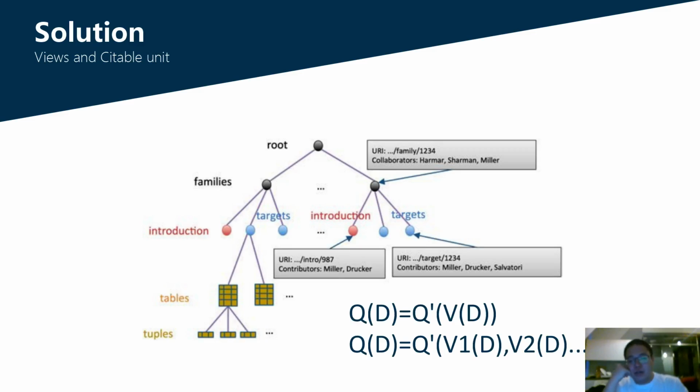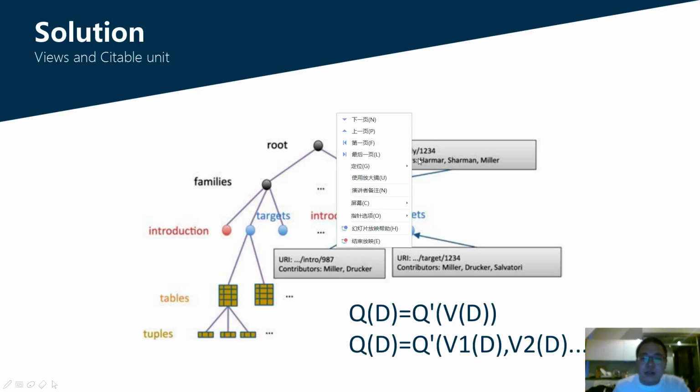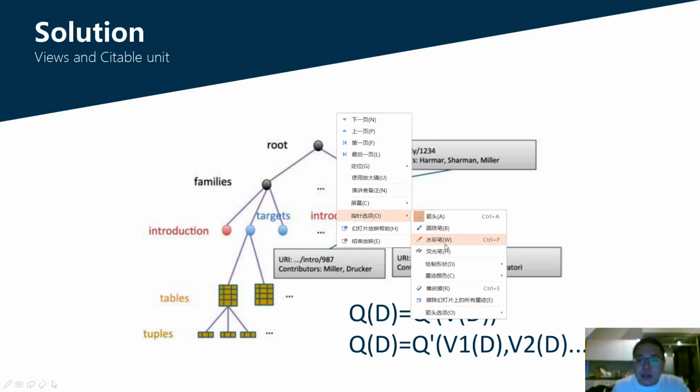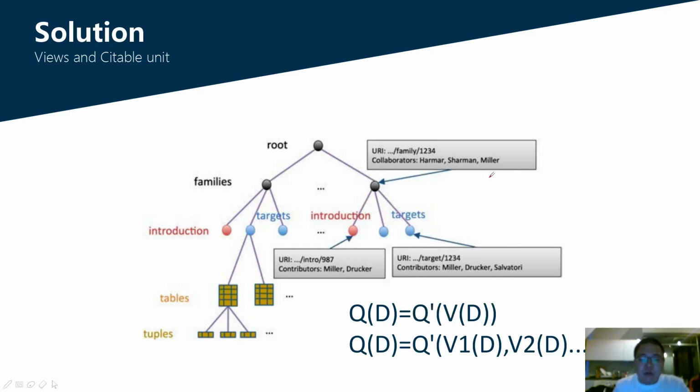contributors and users. And we can see there are 4 different classes of nodes. In the high level of the hierarchy are citations with collaborators, the editors, such as Hammer, Sharma, and Miller. And the low level with the contributors is Miller, Drucker, or Salvatore, maybe.